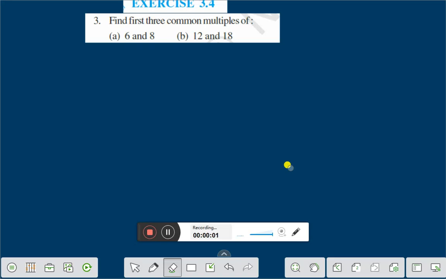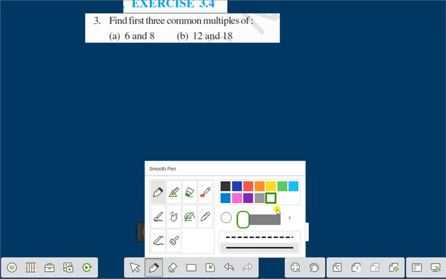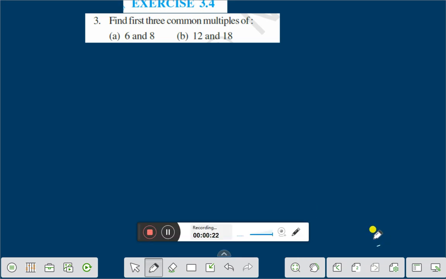Hello friends, today we shall discuss exercise 3.4 question number 3. Find first 3 common multiples of 6 and 8, right? Therefore, we will find the common multiples of 6 and 8, right?